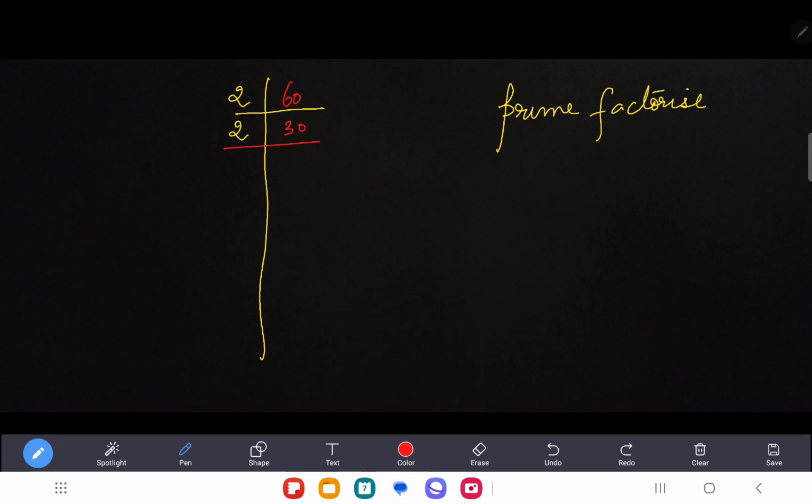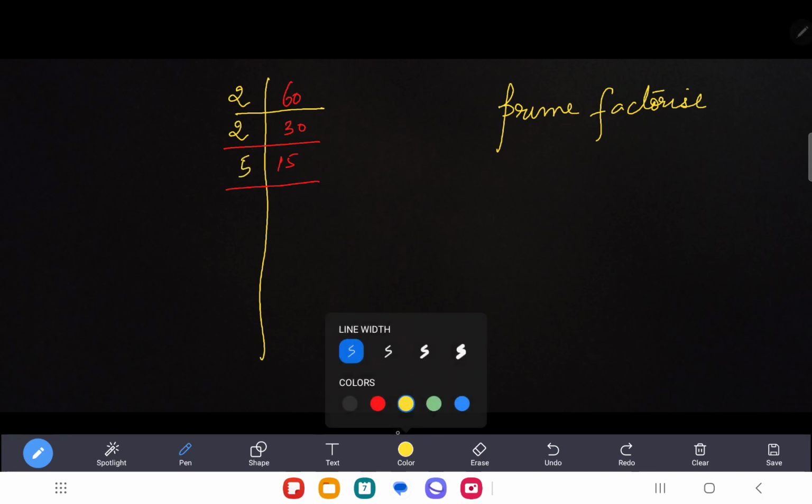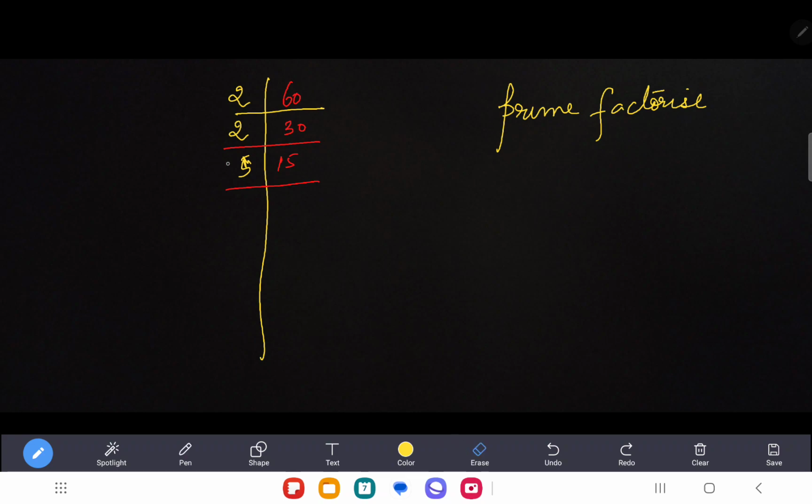Then 15. Okay. Good job. Then think of a number which could divide 15. 5. Okay. Then, wait, not 5, 3 times 5 is also okay. It's 5. 3. Then 3.